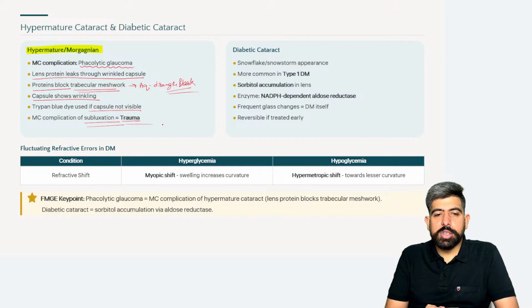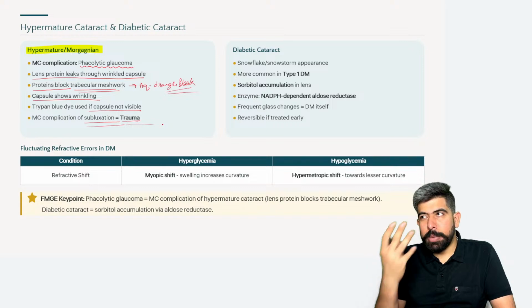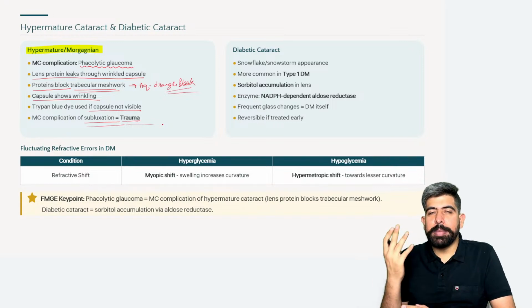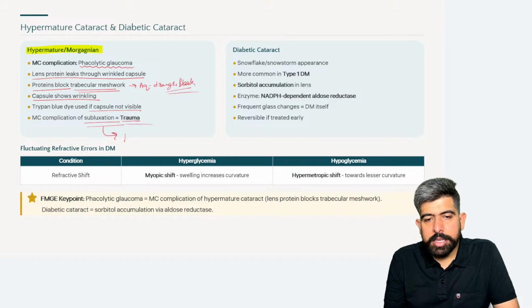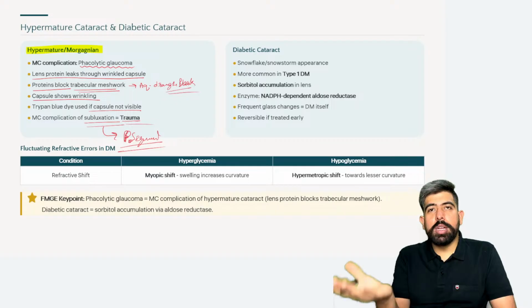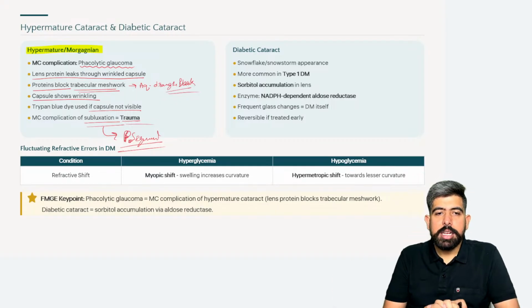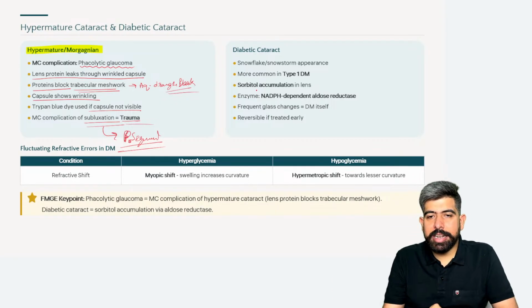The most common complication of this hypermature Morgagnian cataract is subluxation in the case of trauma. If any blunt trauma happens to the eye, the lens can get subluxated. What is the meaning of subluxation? The lens goes to the posterior segment. Is that clear? So this is your hypermature Morgagnian cataract.